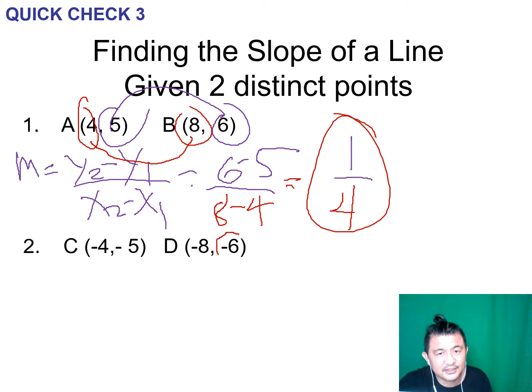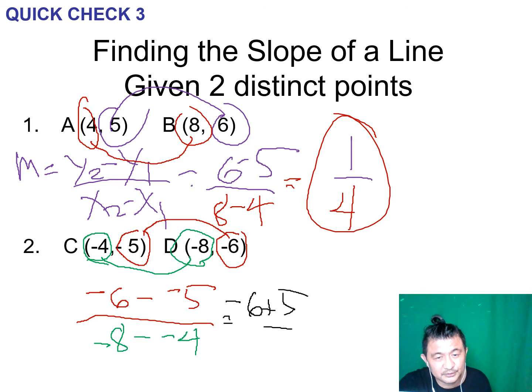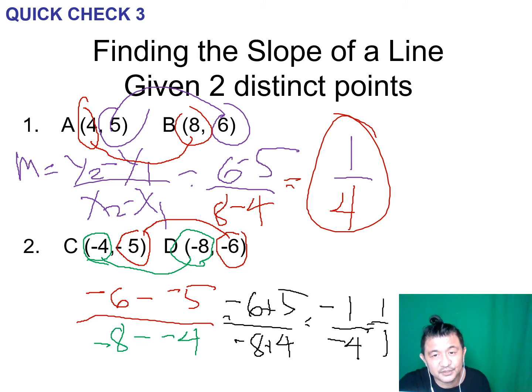Let's try now. Again, the y2 minus y1. Solve that on top. Negative 6 minus negative 5 over, do the one below, negative 8 minus negative 4. Do your keep change opposite, that becomes negative 6 plus 5. Do your keep change opposite, negative 8 plus 4. And our answer on top will be what? Negative 1 over negative 4, or simply 1/4.